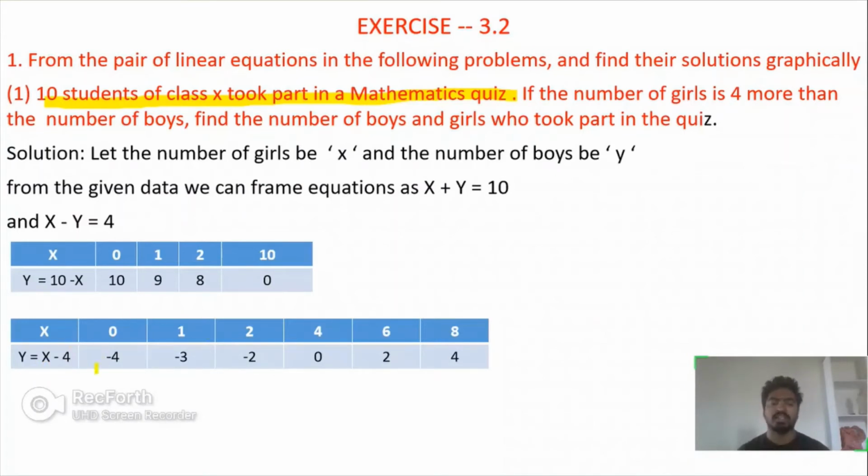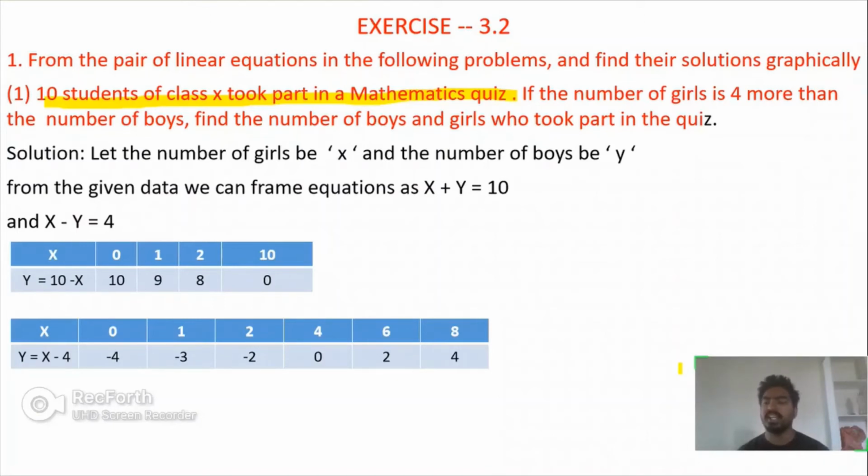If x is equal to 1, then the corresponding value of y is equal to minus 3. If x is equal to 2, then y is equal to minus 2. If x is equal to 4, then y is equal to 0. If x is equal to 6, then y is equal to 2. If x is equal to 8, then y is equal to 4. So, up to now, what have we done? We have found the points for each equation individually.